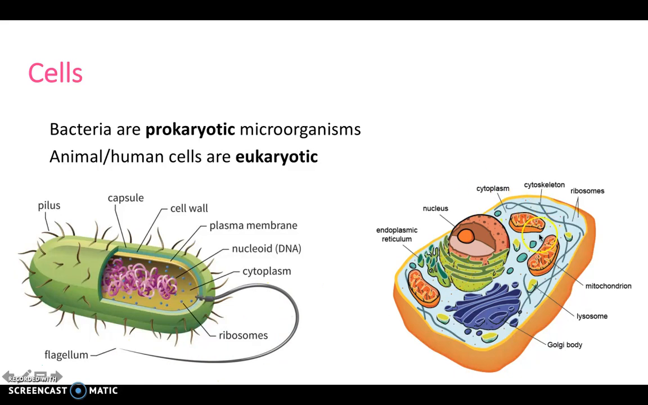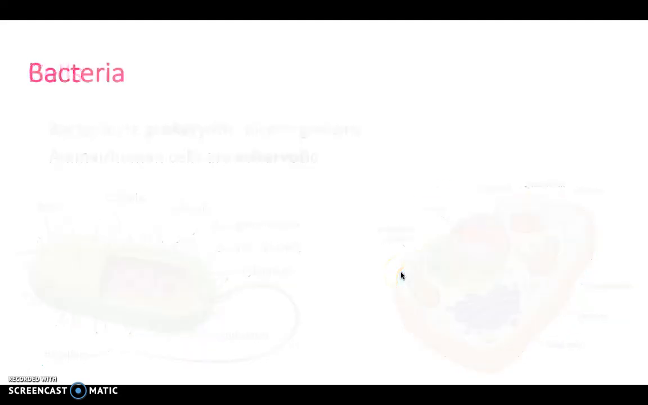Also be aware of the functions of what each of these aspects of the cell do. So for example, what happens in the mitochondria, what does the Golgi body do, and what's the purpose of having a smooth and rough endoplasmic reticulum.